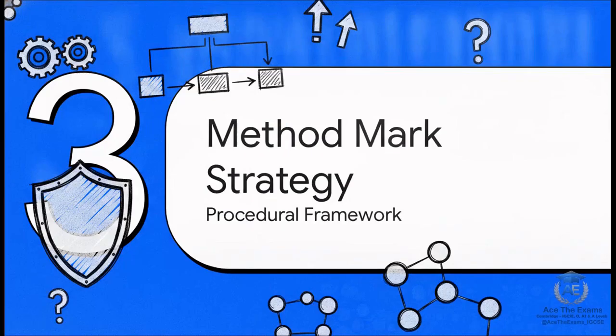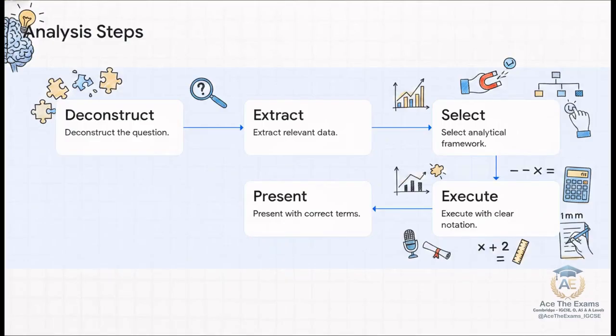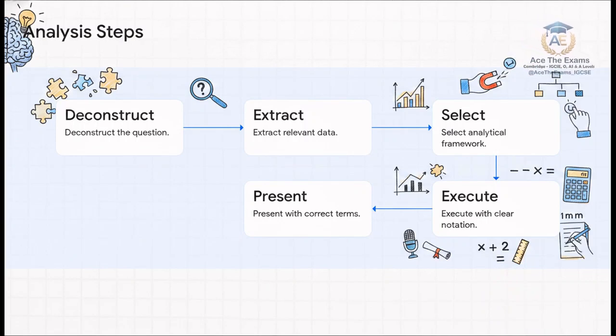Let's jump to section 3, the method mark strategy. Listen up, because this 5-step framework is arguably the absolute most important strategy you're going to learn today. When you're staring down a complex inhibitor question, you need to stick to this sequence. Step 1, deconstruct the question so you know exactly what they want. Step 2, extract the relevant data from all those messy stimulus materials like the graphs and tables. Step 3, select your analytical framework. Step 4, execute with clear notation. This is absolutely crucial. Explicitly write out your working. And step 5, present it with the correct terminology and units.